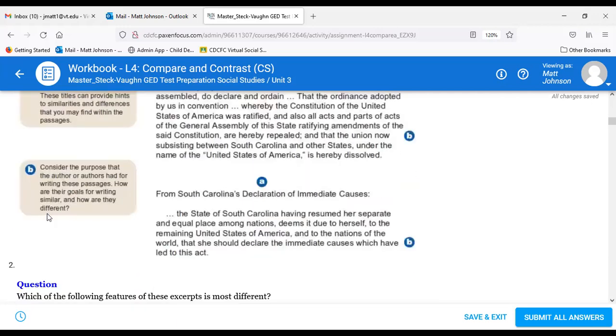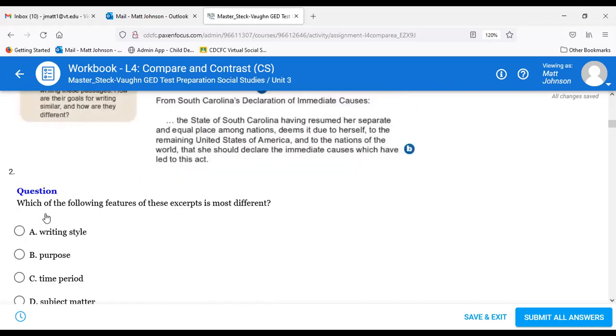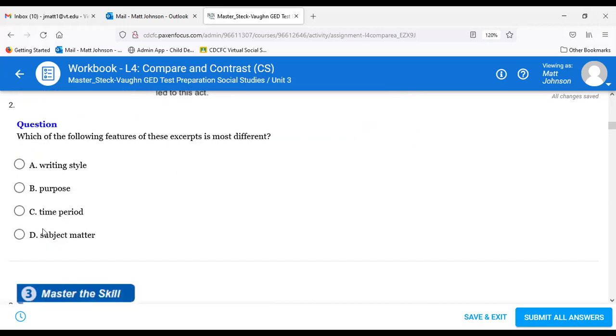All right, and 2, Etta, would you like to take 2 for us? Okay, it says, which of the following features of these excerpts is most different? A, writing style, B, purpose, C, time period, or D, subject matter? Subject matter? It's close. B is the purpose.